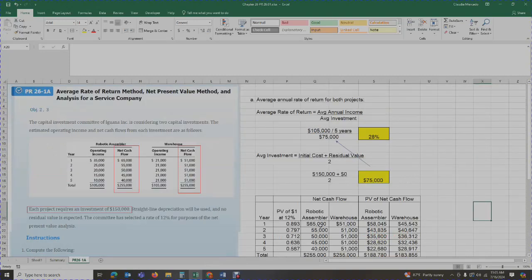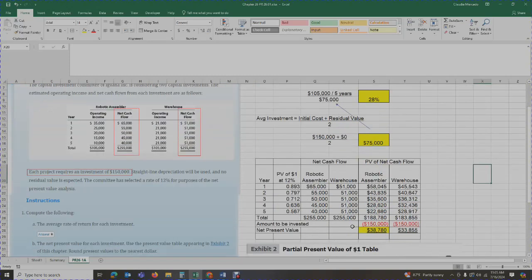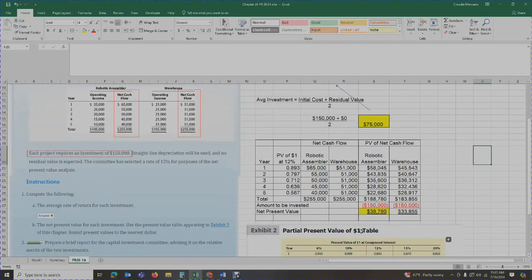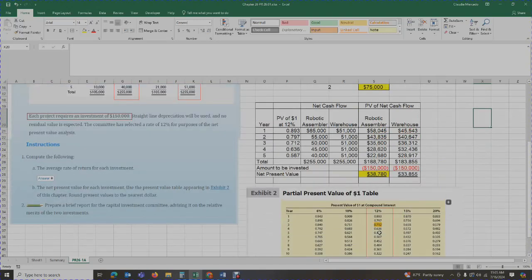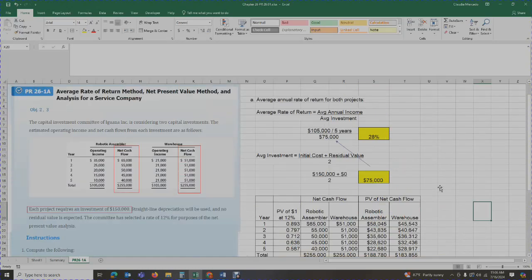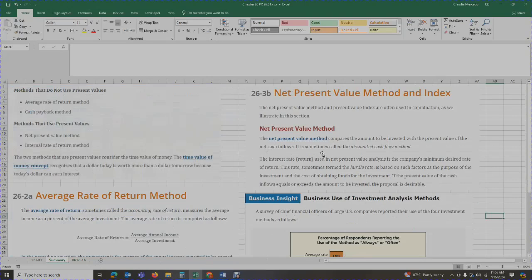So these are the calculations for the average annual rate of return for both projects, and then the second part, the net present value for each of the investments. Of course, using the data, management has to decide which option yields the best. In this case, the robotic assembler provides the highest present value of net cash flows. So we would go with that option if we needed to decide between the robotic assembler and the warehouse projects.